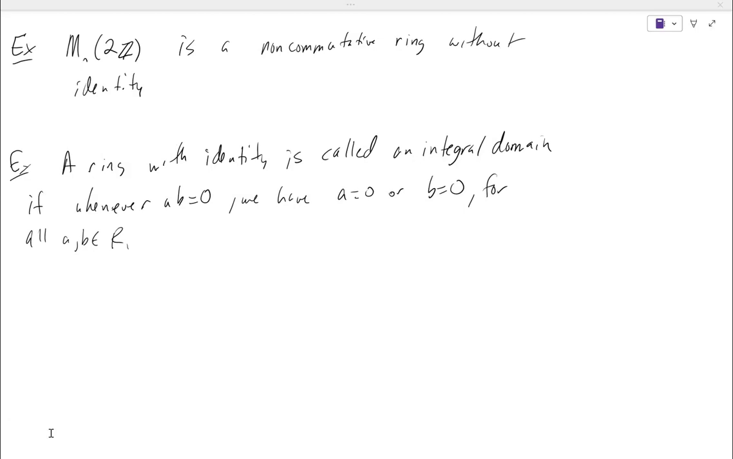Or another way to think of it, it's a structure in which your zero factor property applies. You're used to doing zero factor property and solving equations back in algebra class. So you can think of your integral domains as the ones where that zero factor property applies. So if you have a product that's 0, one of them has to be 0.